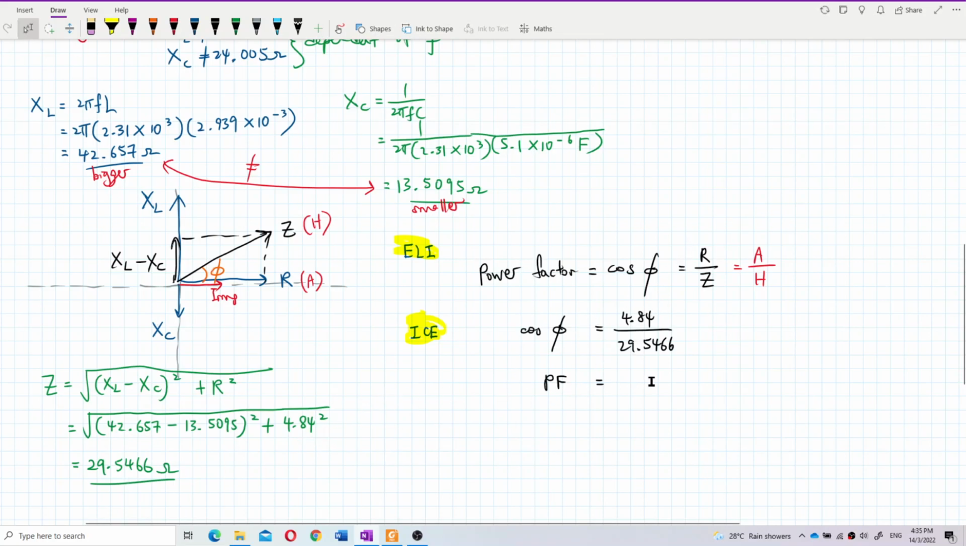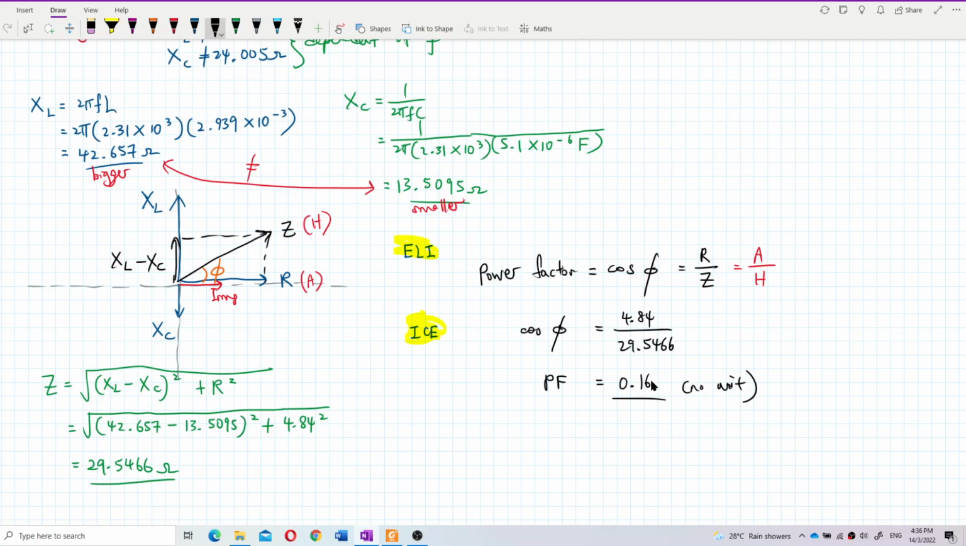Let's calculate and see. 4.84 divided by 29.5466 is what answer? It is 0.16. That's the answer. No unit.